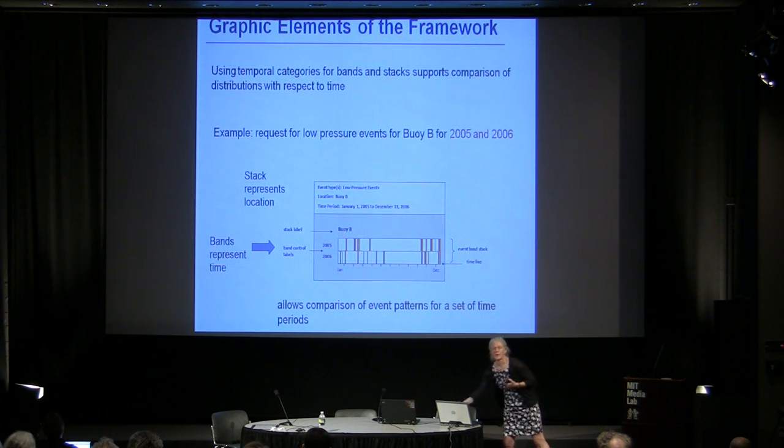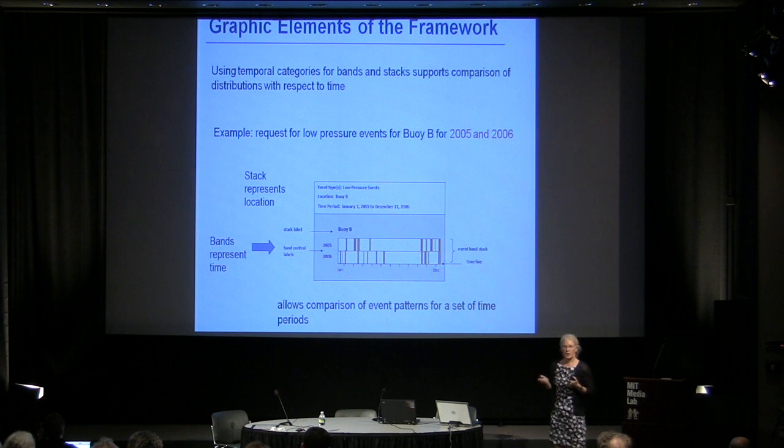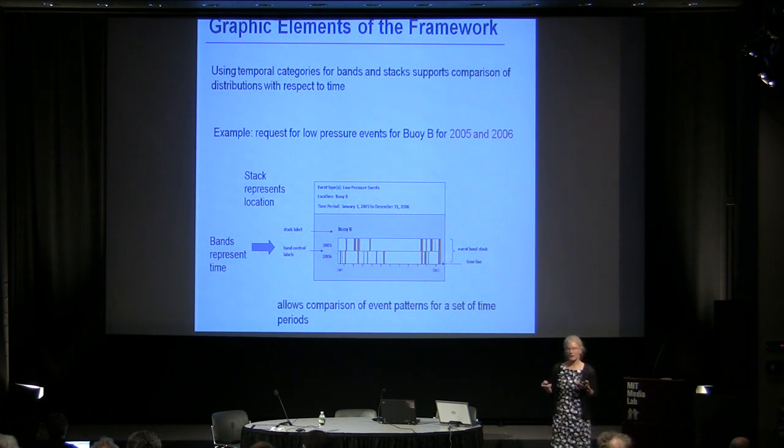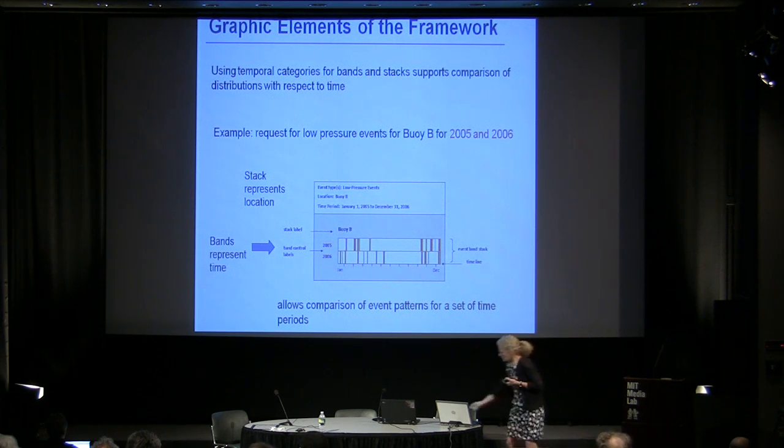Here's another example. We can change the dimension of the category that we assign to the bands and the stacks. In this example, we're representing time on the bands and location on the stack, and the stack is just a stack of bands, which I didn't say. This allows comparison. I look at buoy B, and how what buoy B saw in terms of pressure events changed between 2005 and 2006. So again, I'm looking at location and time in somewhat of an integrated way, hopefully. That makes sense.